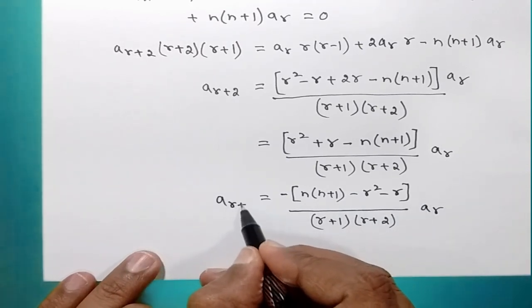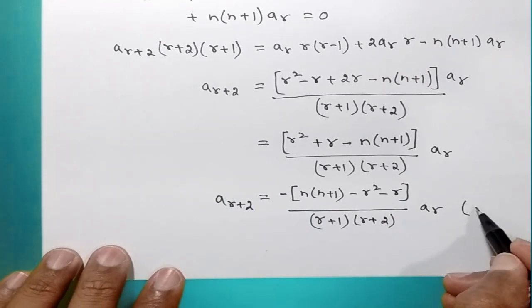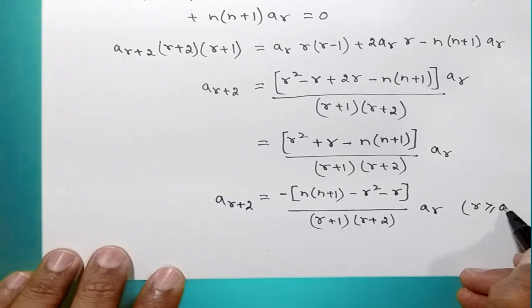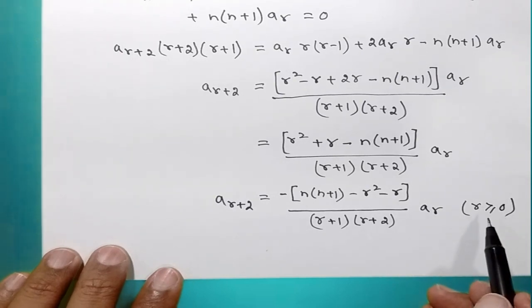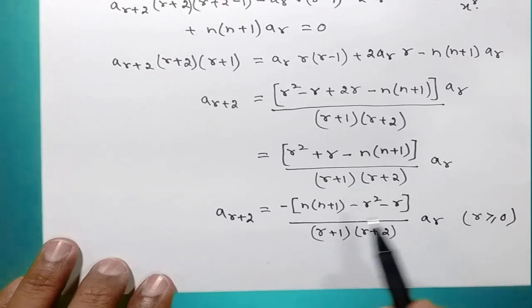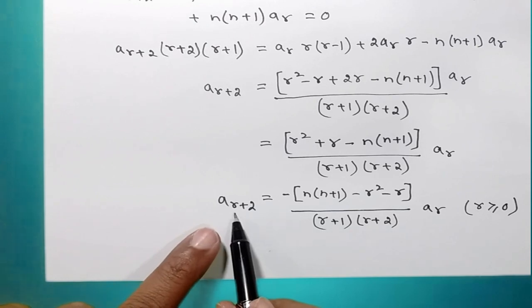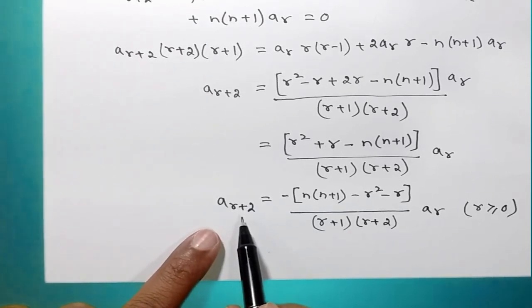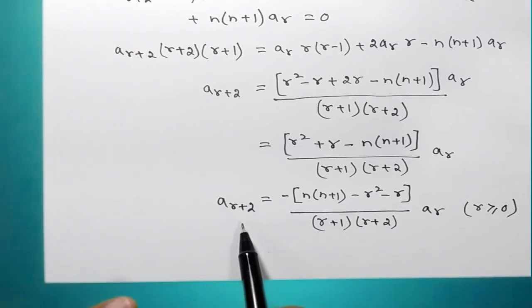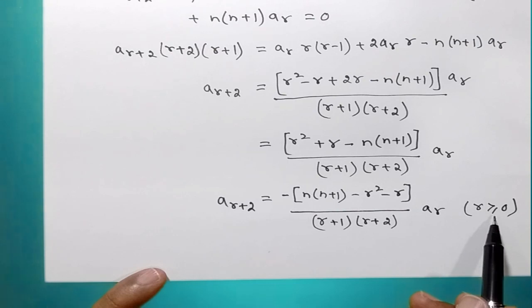So you have got the general expression for a_(r+2), and this is valid for all r values greater than or equal to 0. Why am I taking r greater than or equal to 0? Because I have already obtained the values of a0 and a1. So I have to get the values starting from a2 onwards. Means what should be the value of r here? r should be 0. So starting from 0 onwards.